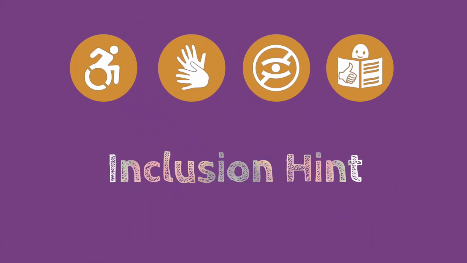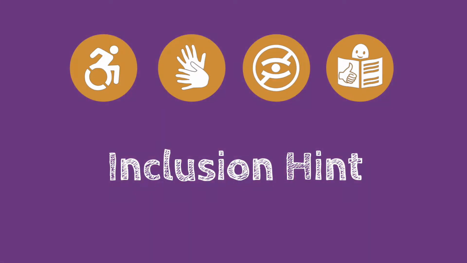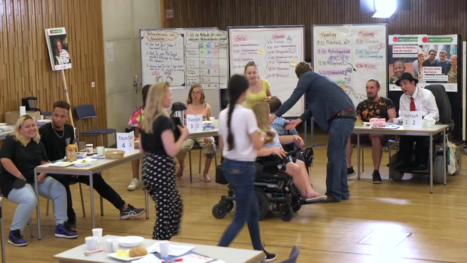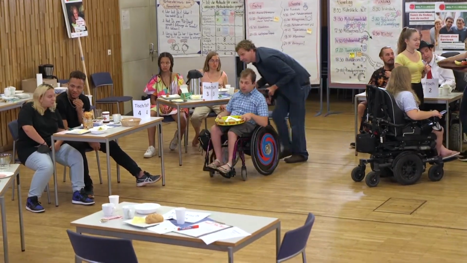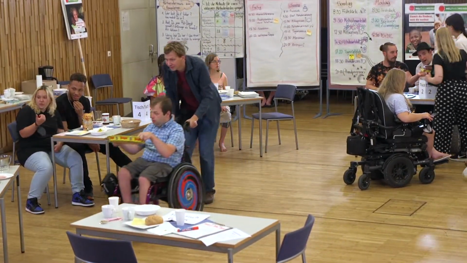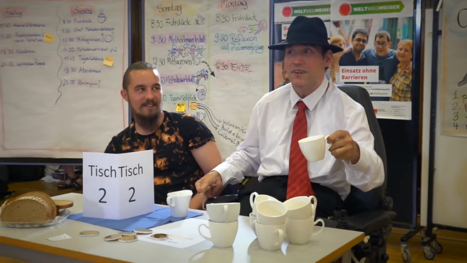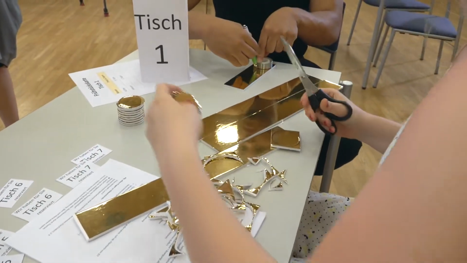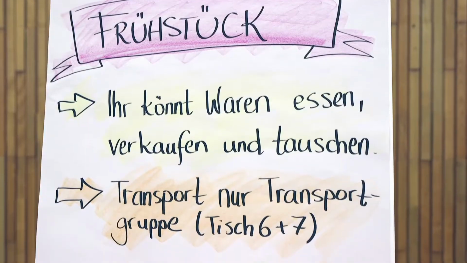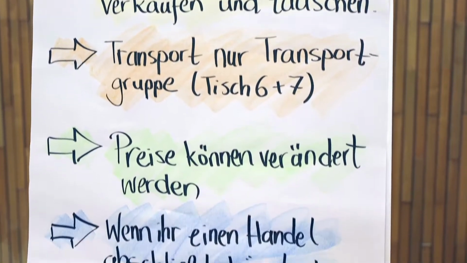Inclusion hint: think of the needs of your participants and how to ensure accessibility for everyone. Are wheelchair users taking part? Make sure that all pathways are accessible. If anyone has a motoric disability, choose your material accordingly. We, for example, made extra large golden thalers. Are sign language interpreters needed? It is good to make also short notes on a flip chart and go through them.